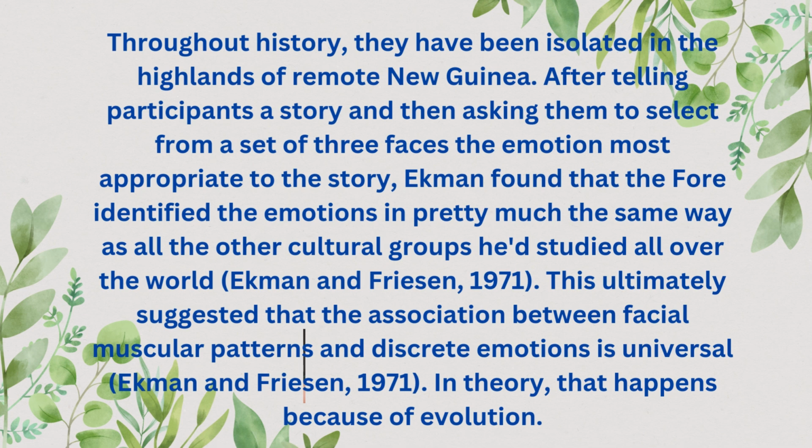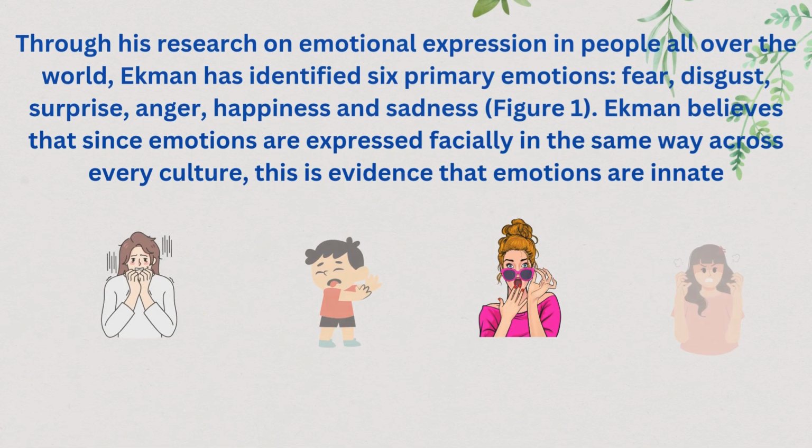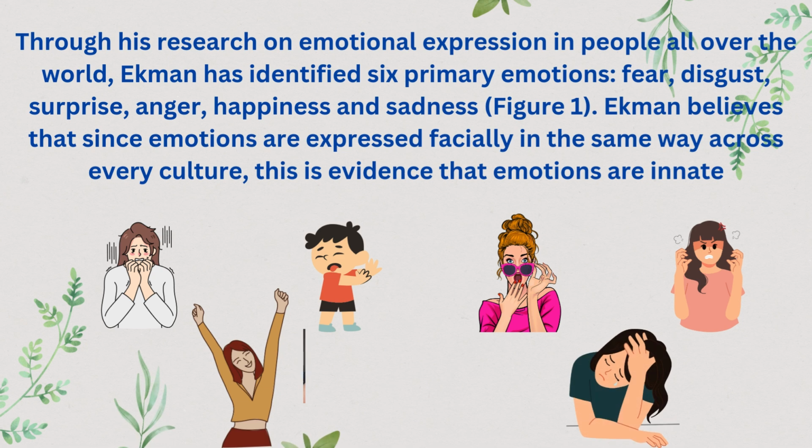This ultimately suggested that the association between facial muscular patterns and discrete emotions is universal. In theory, that happens because of evolution. Through his research on emotional expression in people all over the world, Ekman has identified six primary emotions: fear, disgust, surprise, anger, happiness, and sadness. Ekman believes that since emotions are expressed facially in the same way across every culture, this is evidence that emotions are innate.